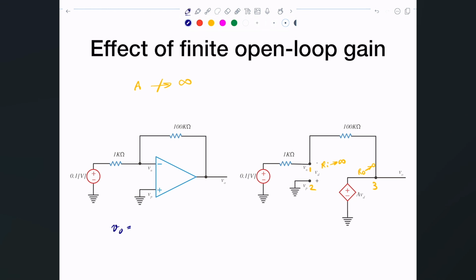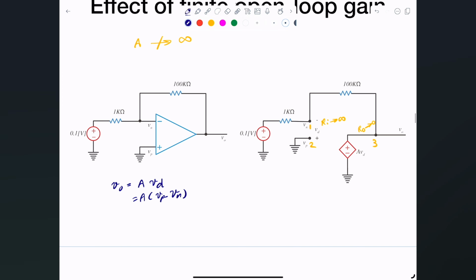Well, V naught, based on this particular model, is simply A times VD, and we know that VD is VP minus Vn. But we know VP is just 0, so V out is simply negative A Vn. And again, I don't know that Vn is 0, because there's no virtual short, because A is not infinity. Okay, so now let's write a nodal equation in here.